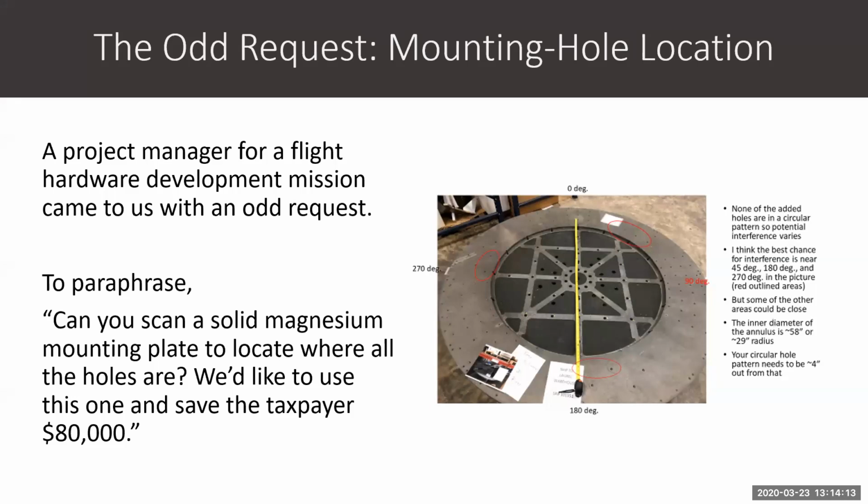And to paraphrase, like, can you scan this very expensive piece of metal because we want to mount a flight article on it and save the taxpayer like $80,000? And I'm like, sure, why not? So the image to the right is actually his notes direct from the request. So what he's looking for is in the red circles.